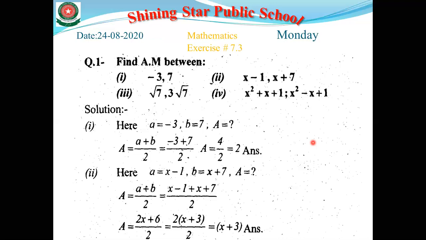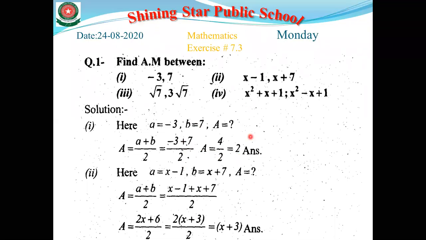Now, if we want to find the arithmetic mean of part number 1, -3 and 7, how will we find it? Here A is equal to (a plus b) divided by 2. Here a is -3 and b is 7, and capital A stands for the arithmetic mean. So a plus b means -3 plus 7 divided by 2. And -3 plus 7 is equal to 4. So 4 divided by 2, and when we divide by 2, it becomes 2.